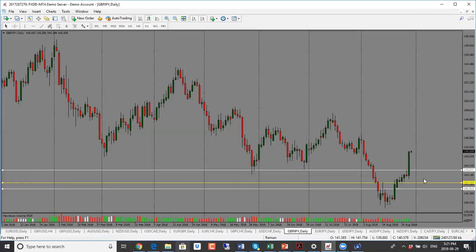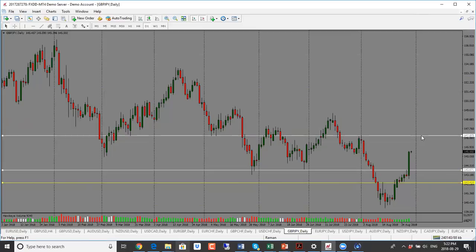Pound yen, this one I was quite interested in this pair yesterday. Unfortunately, with the pound news here, there was a huge move. This is looking bullish, and I'm looking for price to go up higher now as a result of the news that came out.